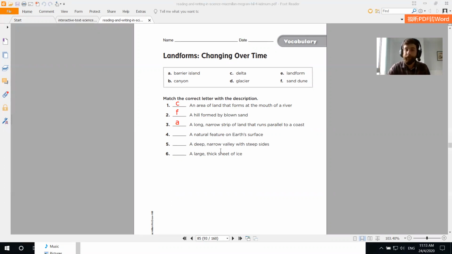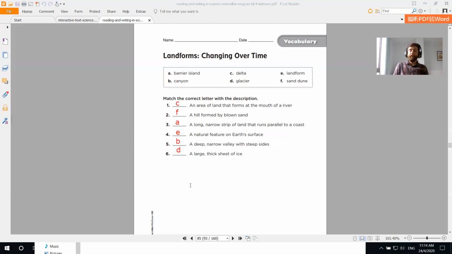Number four, a natural feature on Earth's surface, E, a landform. And number five, a deep, narrow valley with steep sides, a canyon. And number six, a large, thick sheet of ice is a glacier, D.